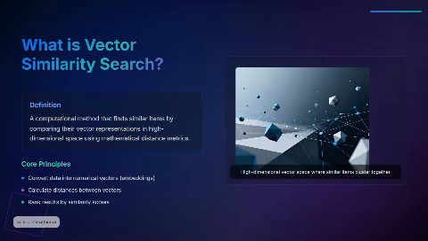The closer two vectors are, the more similar their meanings. This allows us to find semantically related content. For instance, searching for doctor might also show results related to hospital or medicine. It's a major shift from just matching words to understanding meaning.